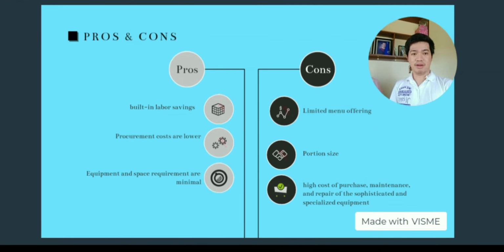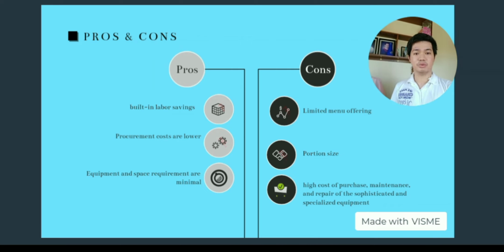So, ano ang iyong pwedeng maging disadvantage? Limited menu offering because kung ano lang yung ino-offer mo, yun lang yung kaya mong ibigay. Next is portion size. Hindi ka pwedeng magreklamo na dagdagan kunwari yung ulam or yung kanin or yung size ng palaman because binili mo siyang ganun. So, ibibenta mo din siya ng ganon.